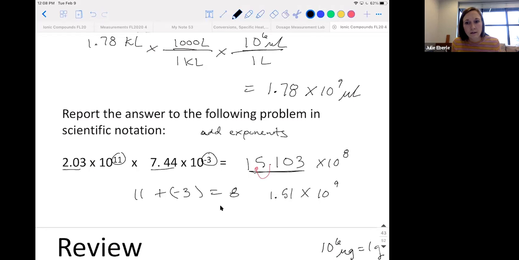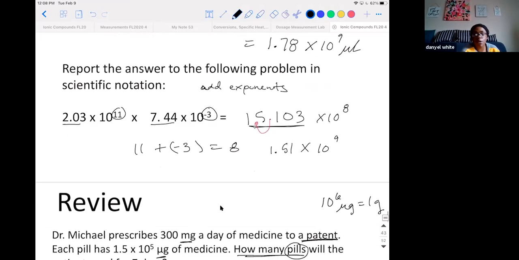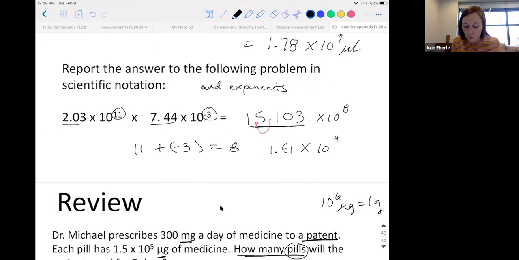Questions on that? I see some eyebrows raised. So it's 10 to the power of 9 because we had to move the decimal? Yes, when you do the multiplication of 2.03 and 7.44, you get 15.103, but 15 is not a number between 1 and 10, so you do have to manipulate that one more time. Move the decimal to the left one place, Danielle. Okay. Yep.